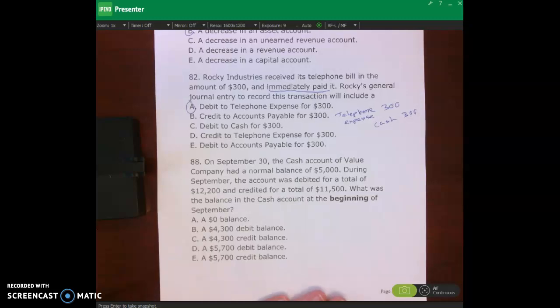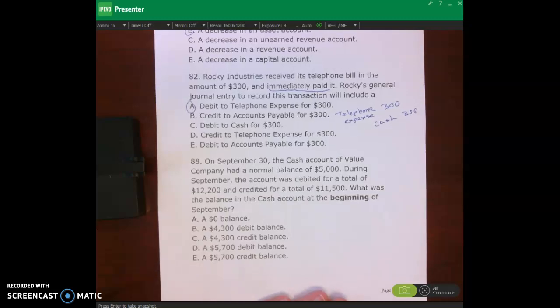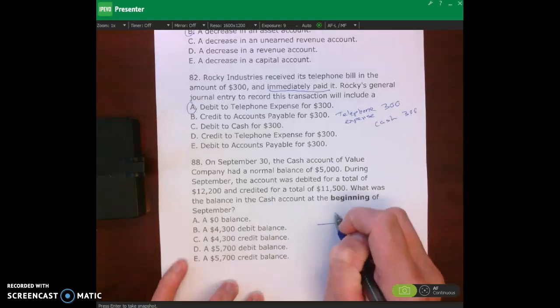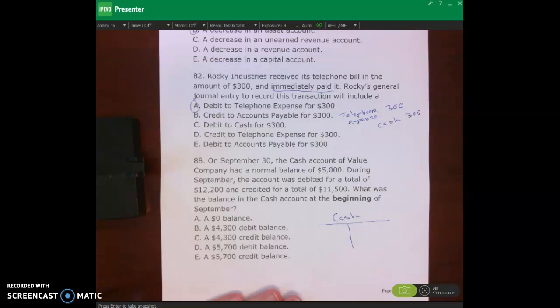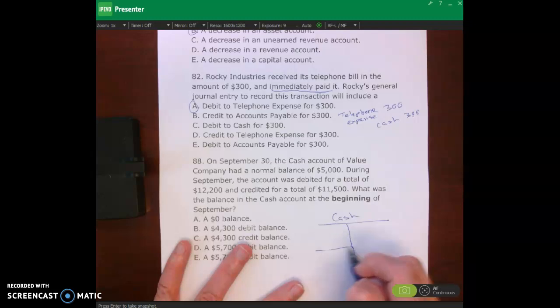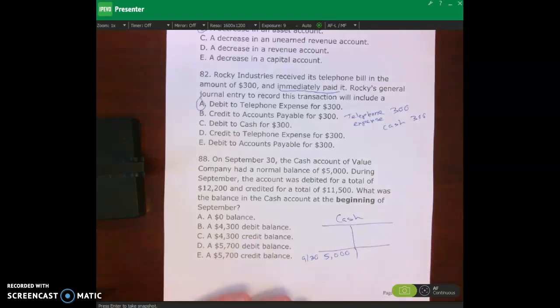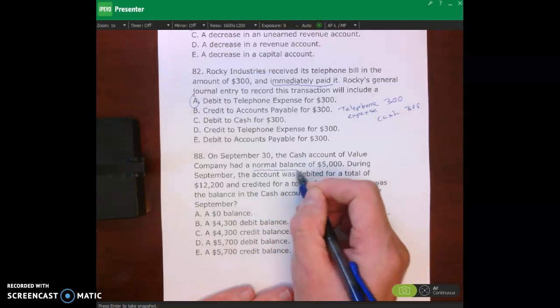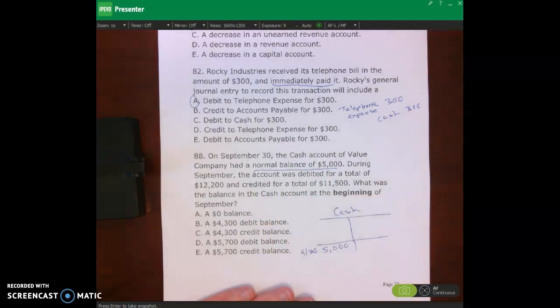Let's look at number 88. On September 30th, the cash account of Value Company had a normal balance of $5,000. During September, I'm going to write out cash. So on September 30th, it had $5,000. I'm going to draw a line to say that is my ending balance on 9/30. And it says a normal balance. What's the normal balance for an asset account, such as cash? Debit. That's why I put it on the left side of the T account here, showing it's a debit.